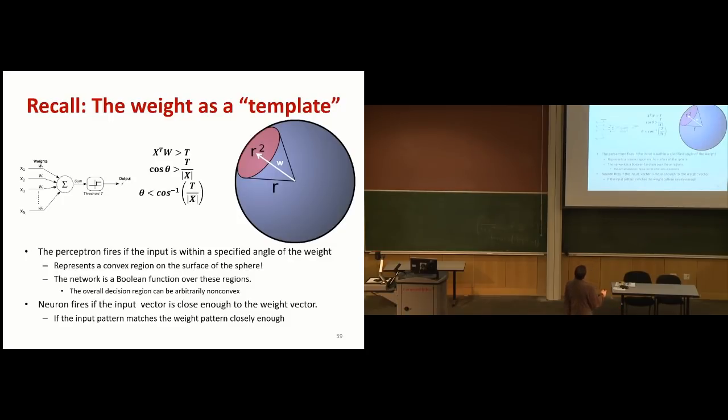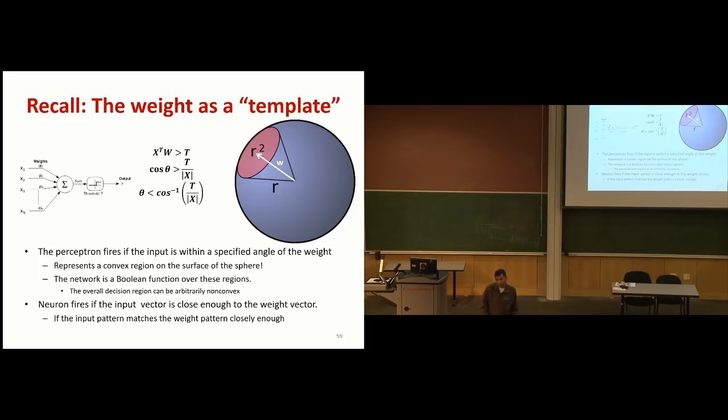So one way to look at it is to say that you're looking at the inner product between the weights and the input. And the inner product basically measures the cosine of the angle between the pattern of the weights and the pattern of the inputs.